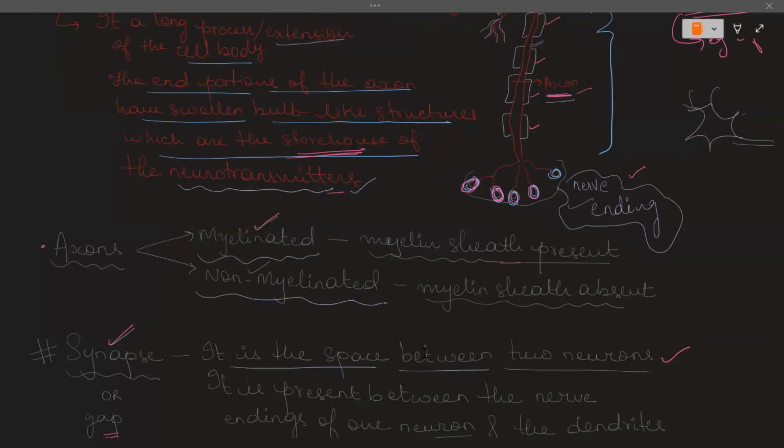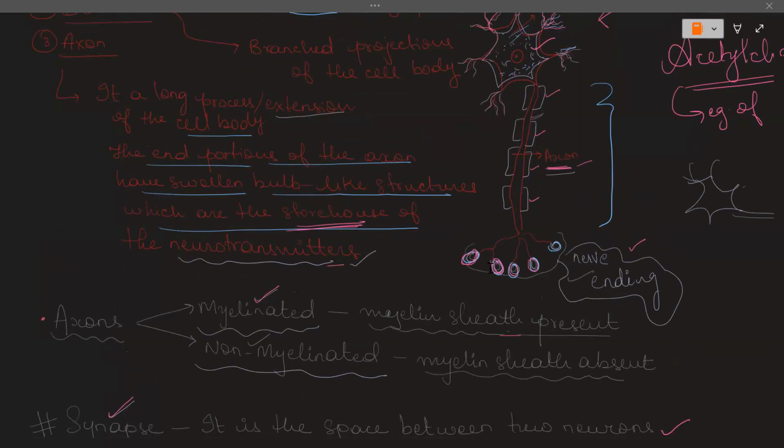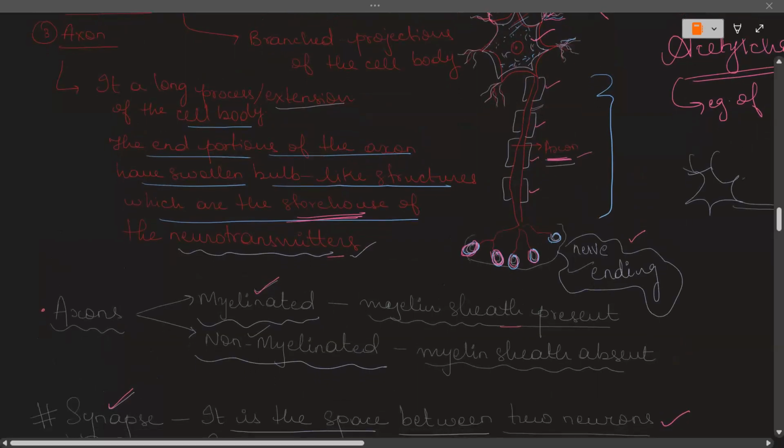Yes. Meaning, since this whole axon is covered with the myelin sheath, this is a myelinated axon. And if it is non-myelinated, not even one sheath will be present. Okay, clear?